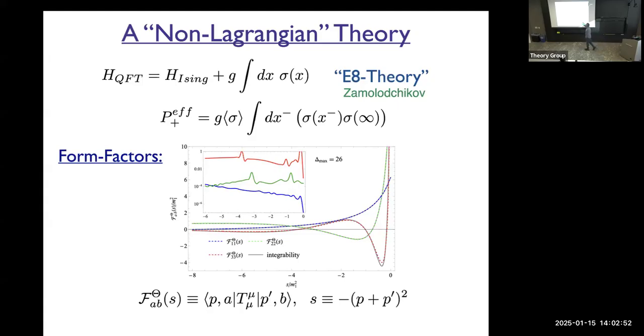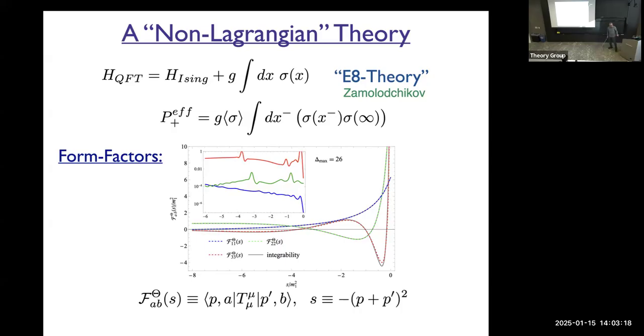So here I'm showing you this computation. The dashed line is our data. The solid lines are the results from Zamolodchikov. So you see a very good agreement, even though you don't have that many states in the game. So this is kind of an implicit check of this formula.